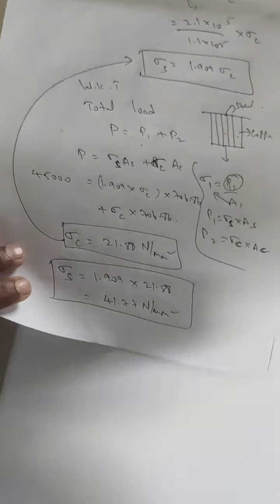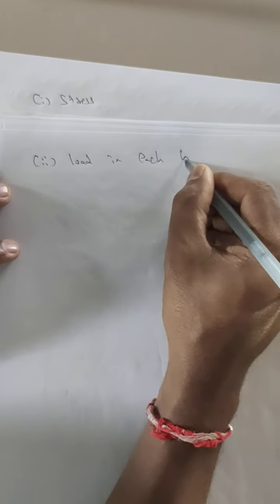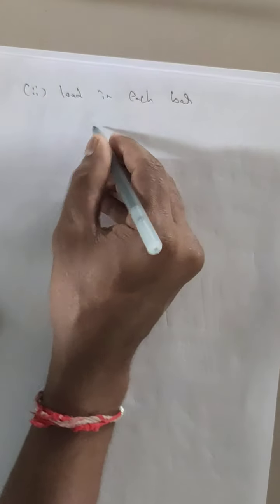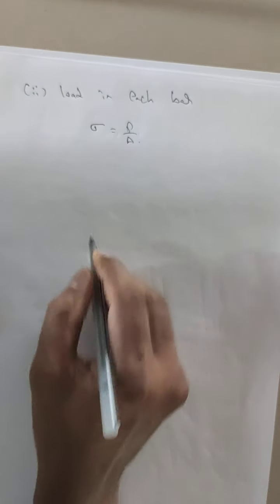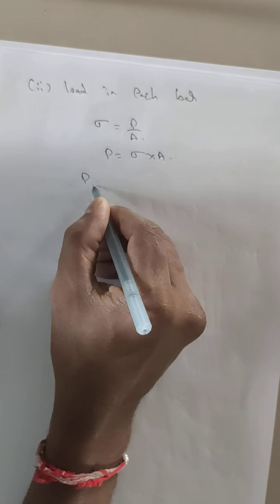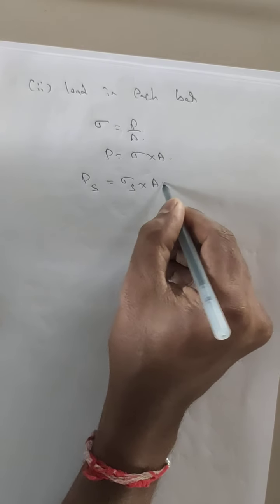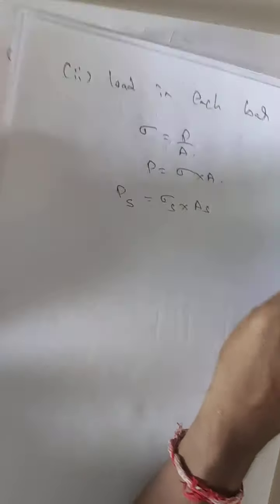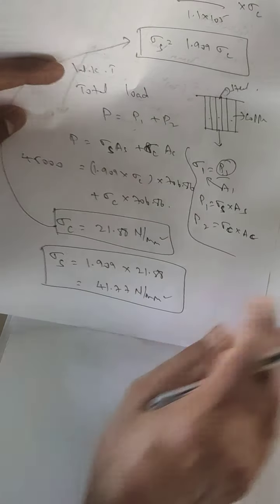Now let us go with our next one. What is our next one? We have to calculate our load. The second one was we have to calculate the load in each bar. How can I calculate load in each bar? Sigma is nothing but P by A, so can I write P is equal to sigma into A? Now I want to calculate my load in steel, so PS is equal to sigma S into AS. But sigma S you already have, 41.77, and sigma C as 21.88.